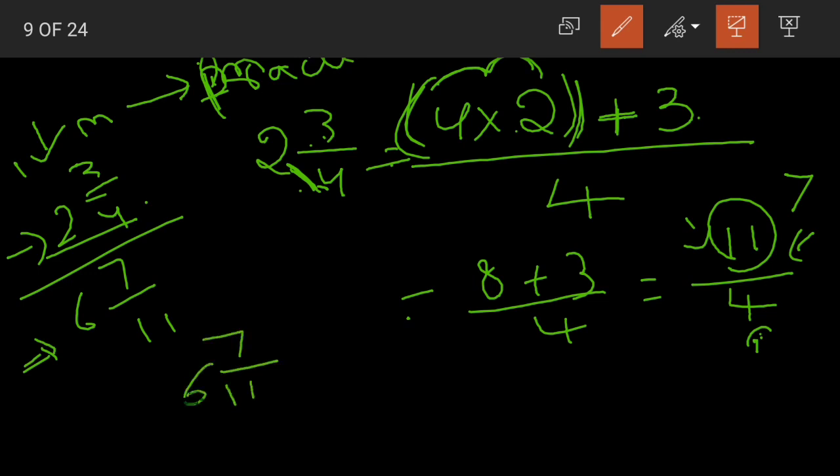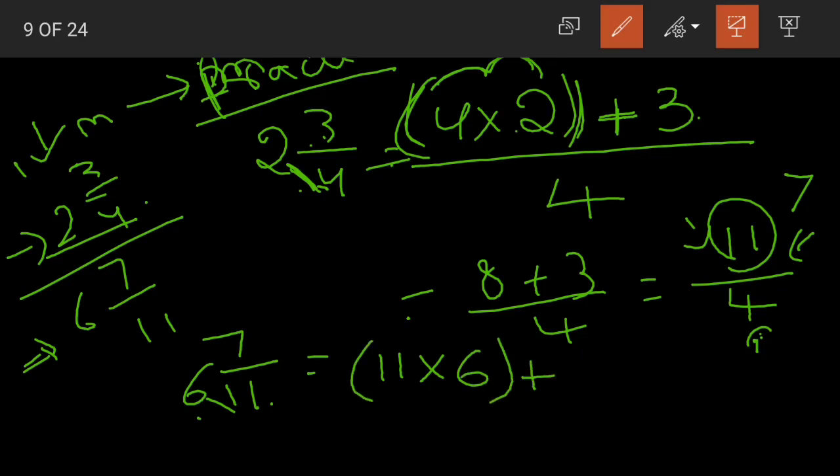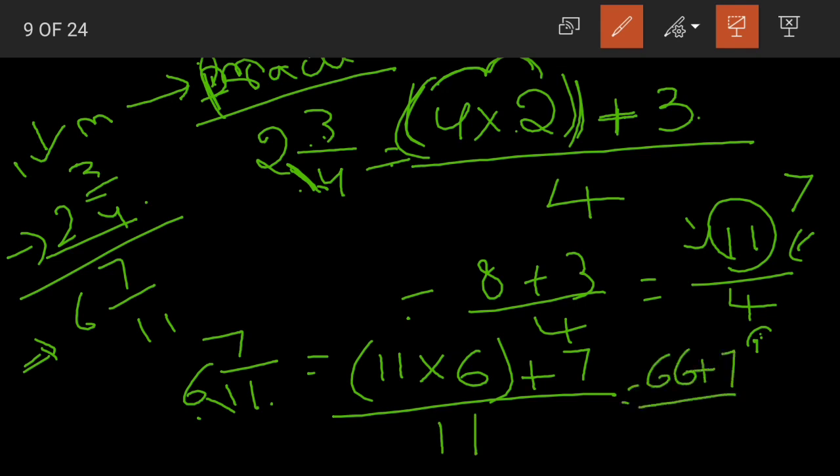6 7 by 11. Now again convert this mixed number into a fraction. First comes what? Denominator into the whole number part. 11 into 6 plus the numerator, whole divided by the denominator. 11 6s are 66 plus 7, divided by 11. Yes, students, we first solve whatever is in the brackets. Now 66 plus 7 becomes what? 66 plus 7 becomes 73 divided by 11.